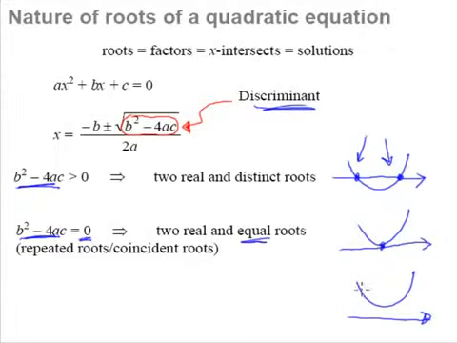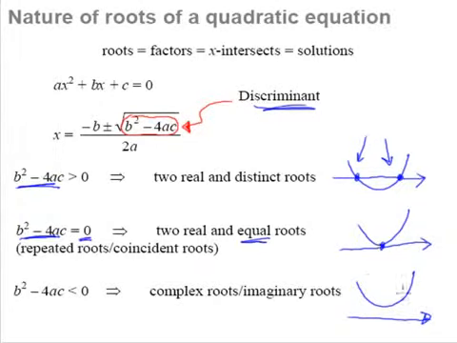Now lastly, what if your quadratic equation happens to be hovering above the x-axis like this? When it is hovering above the x-axis like this, is there any x-intercept? No, right? So if there is no x-intercept, it means that there are no factors, no solution, and no roots. And that happens when our discriminant b squared minus 4ac is less than 0. We call this complex roots or imaginary roots, which simply means that the real roots don't exist.